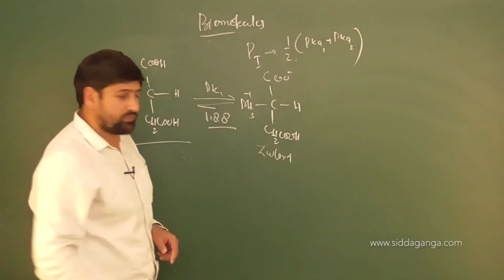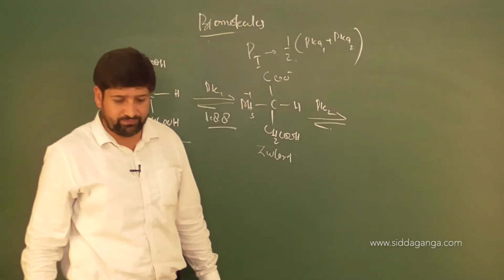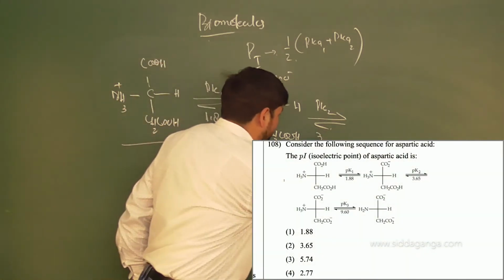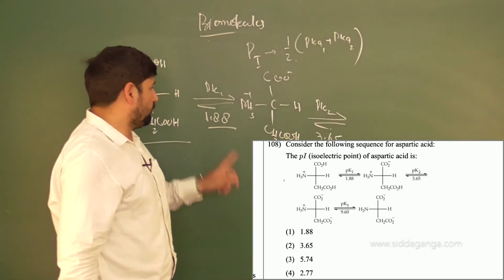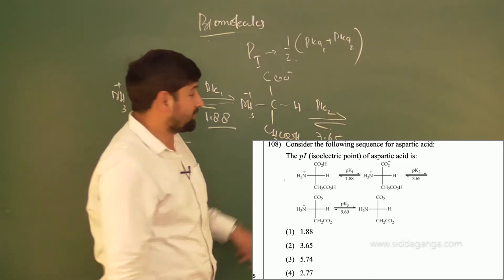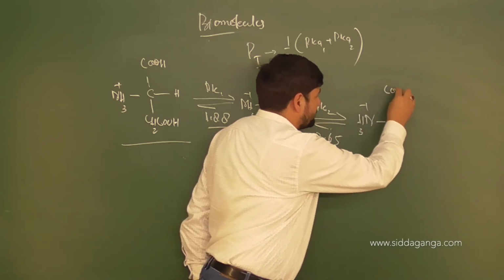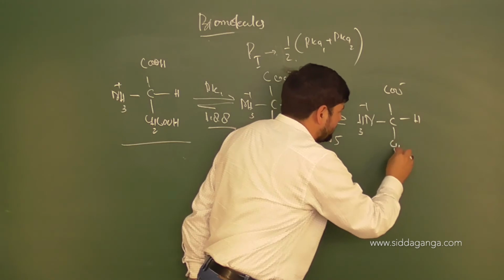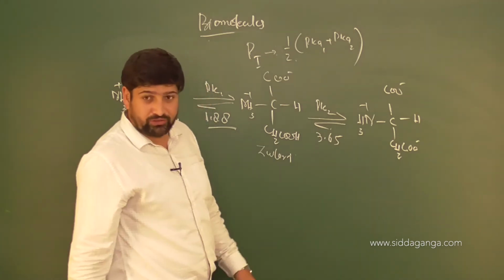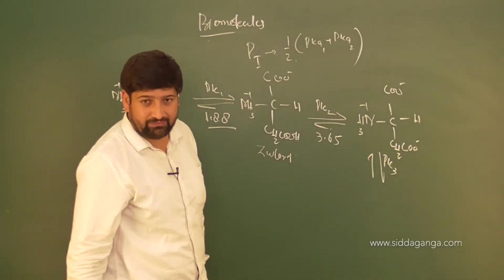So this is in the form of a zwitterion. After that, we have one more pKa value, which we call pK2 according to the given question. Just see the question, children. pK2 is 3.65. So when you increase the pH from 1.88 to 3.65, what's happening now? You have the molecule in the form of NH3 plus, C, then COO minus, H, CH2, COO minus. Now children, have a look. And the third one is also given to you. What is pK3 given? Have a look at the question.